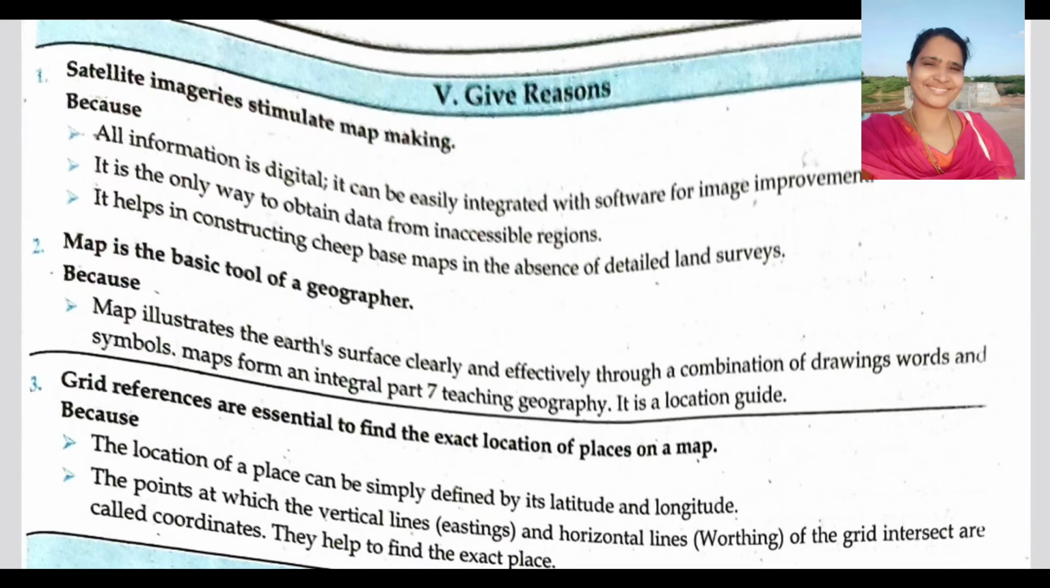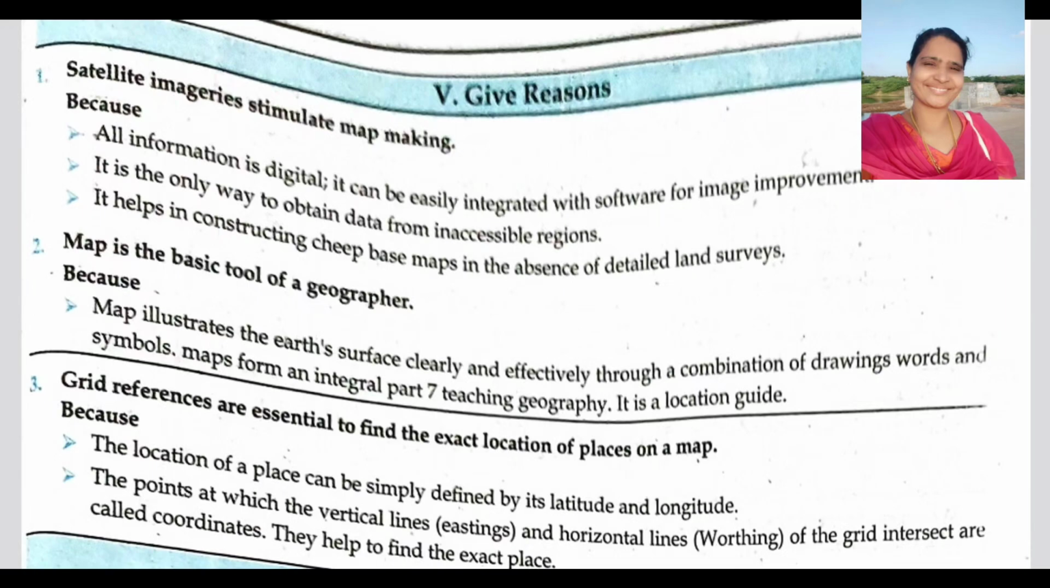It can be easily integrated with software and image improvement. It is the only way to obtain data from inaccessible regions. It helps in constructing cheap base maps in the absence of detailed land surveys. Map is the basic tool of a geographer because a map illustrates the Earth's surface clearly and effectively through a combination of drawings, words, and symbols. Maps form an integral part of teaching geography. It is a location guide.